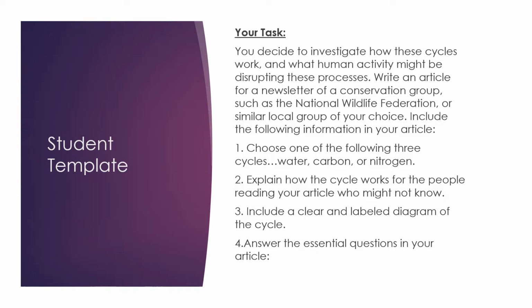Include the following information in your article. Choose one of the following 3 cycles: water, carbon, or nitrogen. Explain how the cycle works for the people reading your article who might not know. Include a clear and labeled diagram of the cycle, and answer the 4 essential questions in the article.